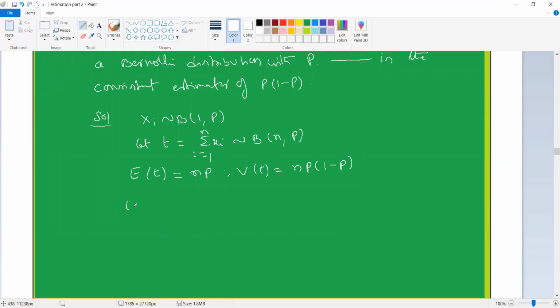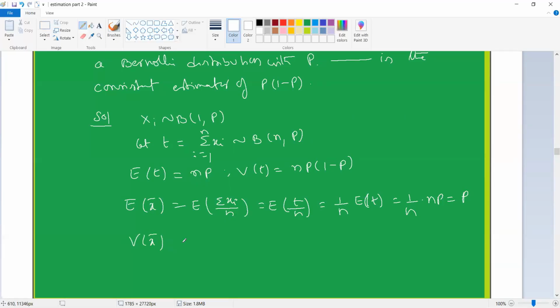So the expectation of x bar is equal to the expectation of summation xi by n, that is equal to the expectation of small t by n, where small t is called summation xi. So 1 by n expectation of t. Expectation of t is already defined here as np. So 1 by n into np, that is equal to p. Expectation of x bar is equal to p. X bar is an unbiased estimator of p.